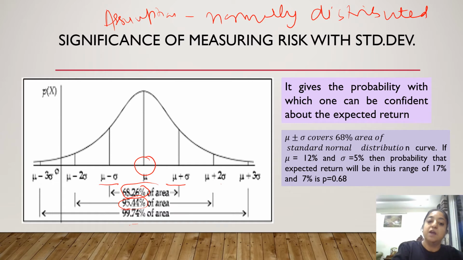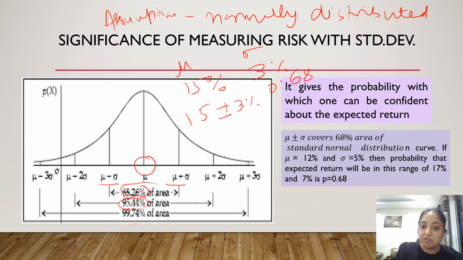What does this mean? If my return is 15% and my standard deviation is 3%, I take the average plus or minus 1 standard deviation, that is plus or minus 3%. The probability that my returns will be between 12% and 18% is 0.68.